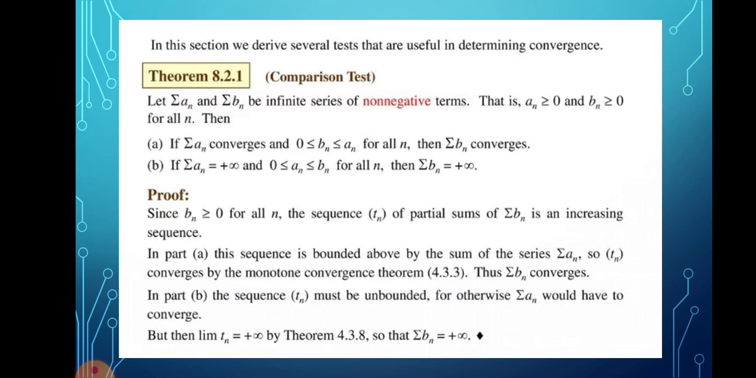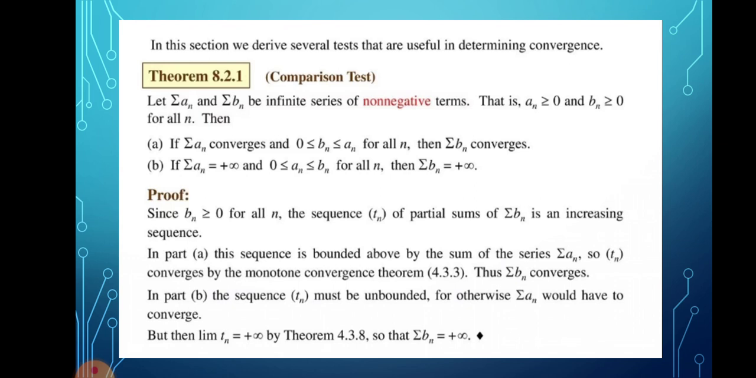We have this proof. Since b sub n is greater than or equal to 0 for all n, the sequence t sub n of partial sums of the summation of b sub n is an increasing sequence. In part A, this sequence is bounded above by the sum of the series summation of a sub n, so that t sub n converges by the monotone convergence theorem 4.3.3. Thus, the summation of b sub n converges.